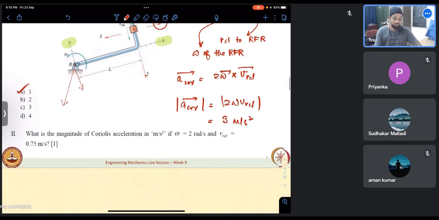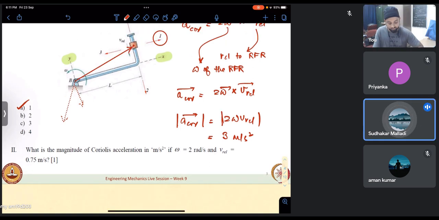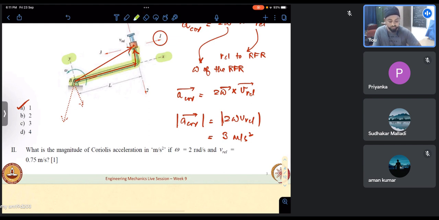Okay, so if you were to resolve this into two components, this is constant, this is what is changing. So that change only is represented as VREL, if you see. See, that's fine. That's a good question. I will just repeat the question for those who have not perhaps understood.